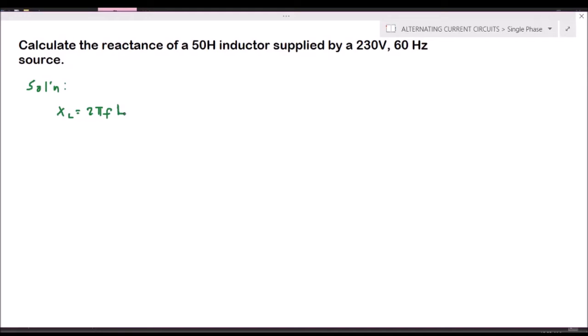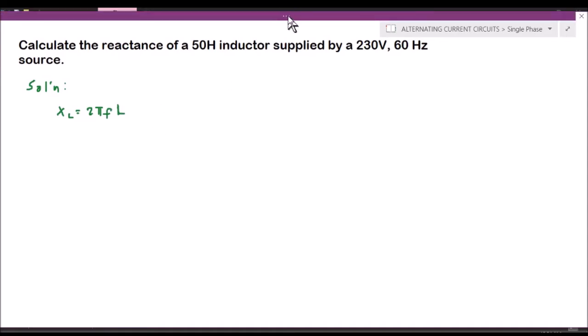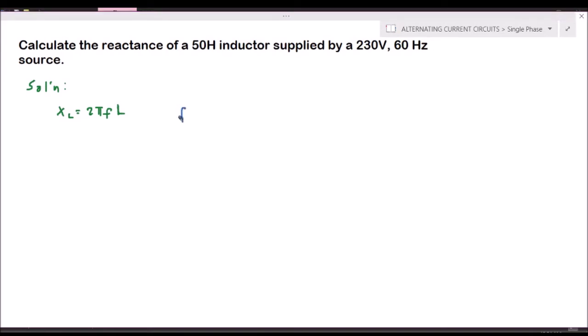First we will write our given. Our frequency F is 60 Hertz, and our inductance is 50 Henry. So XL, the inductive reactance, is 2 pi times 60 for the frequency times the inductance of 50 Henry.